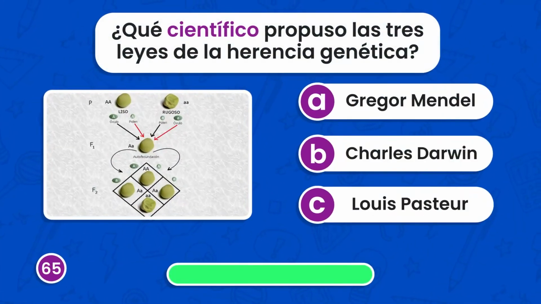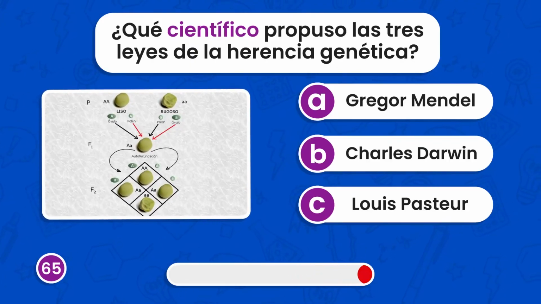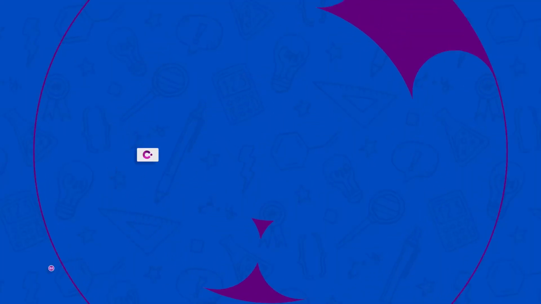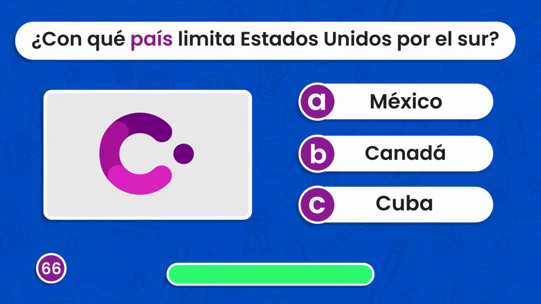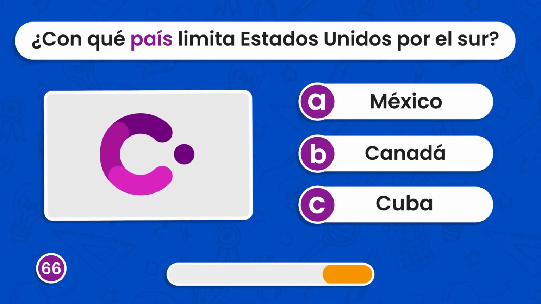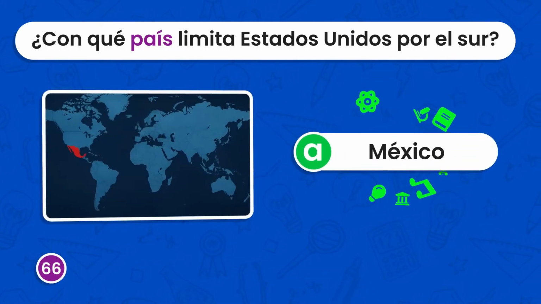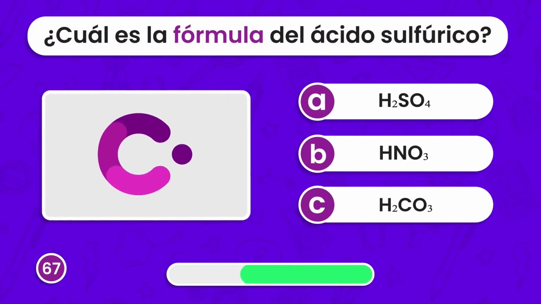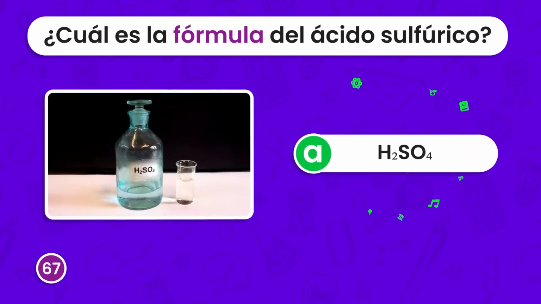Which scientist proposed the 3 laws of genetic inheritance? Gregor Mendel. What country borders the United States to the south? Mexico. What is sulfuric acid's chemical formula? H2SO4.